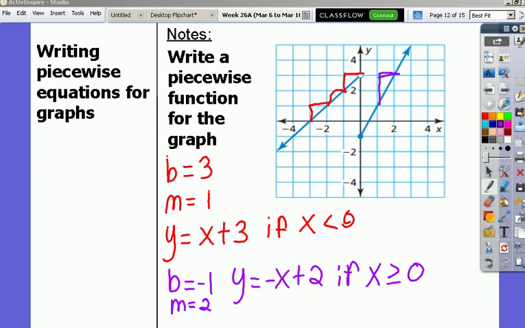Note on here, I was having a little bit of dyslexia. Okay, your slope is 2, your y-intercept is -1. So this should have been switched around. So this should say y equals 2x minus 1.